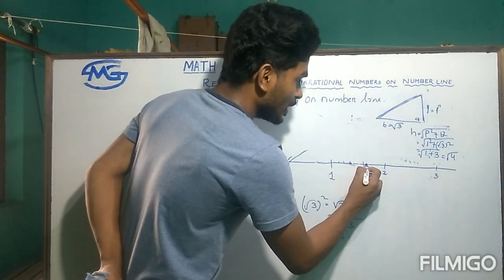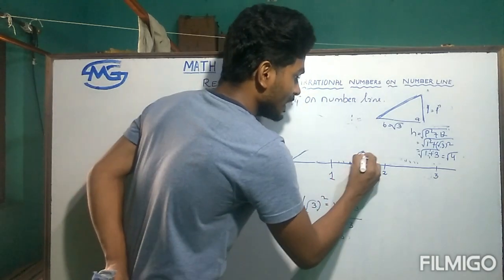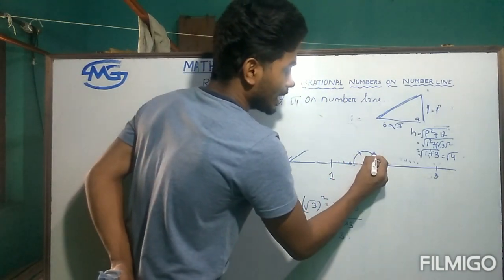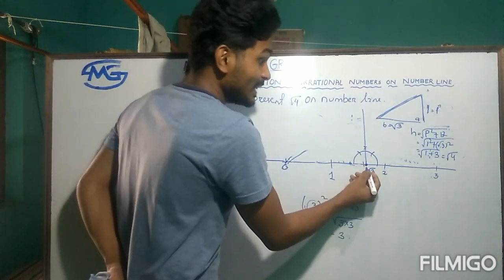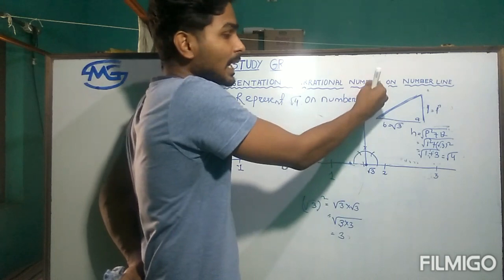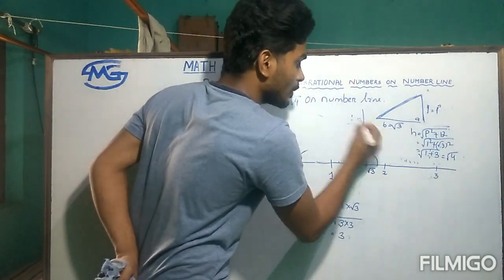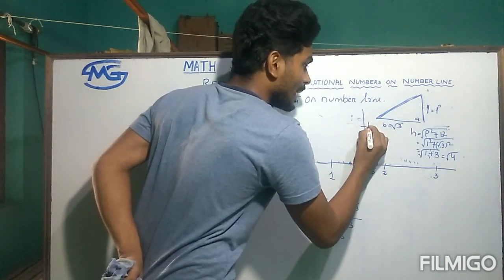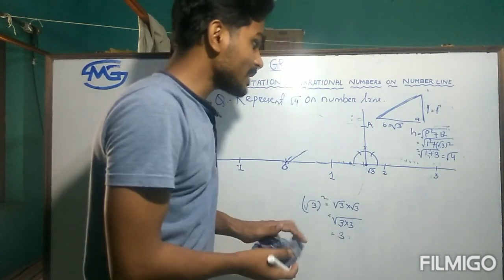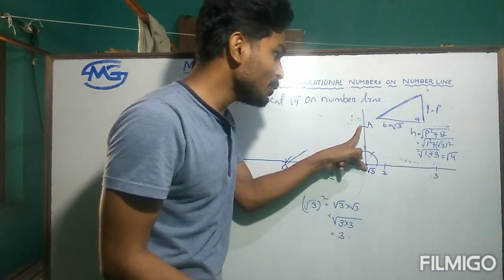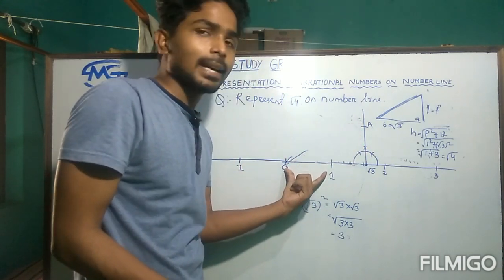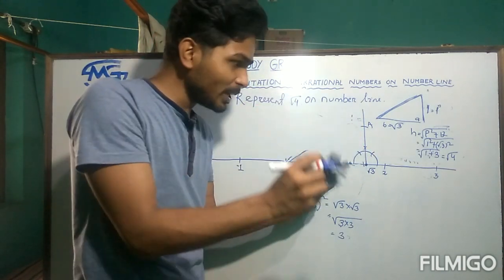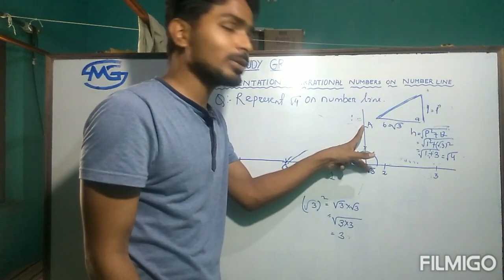Again at the point root 3, we have to make an arc. Again make a 90 degree producing upward. Then in this producing part, we will mark a point. What will be the name of the point? A. So that the distance from A to root 3 will be equal to the distance from 0 to 1. If the 0 to 1 distance is 1 unit, then the distance from A to root 3 is also 1 unit.